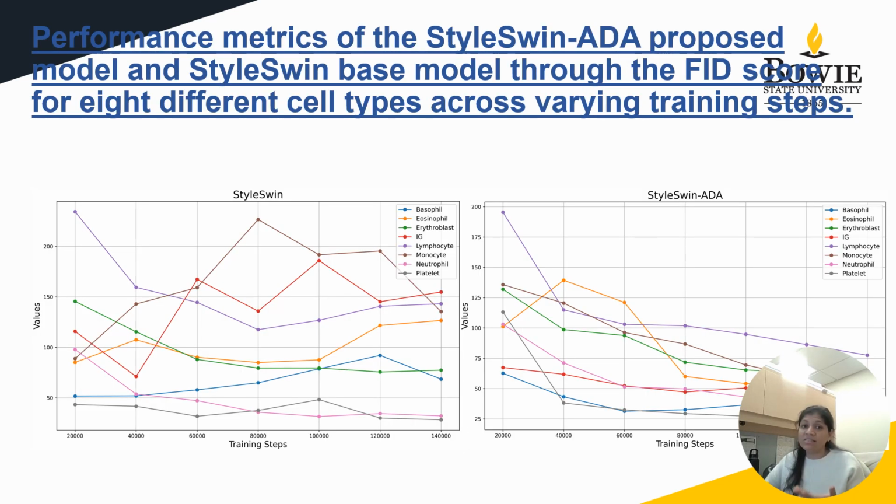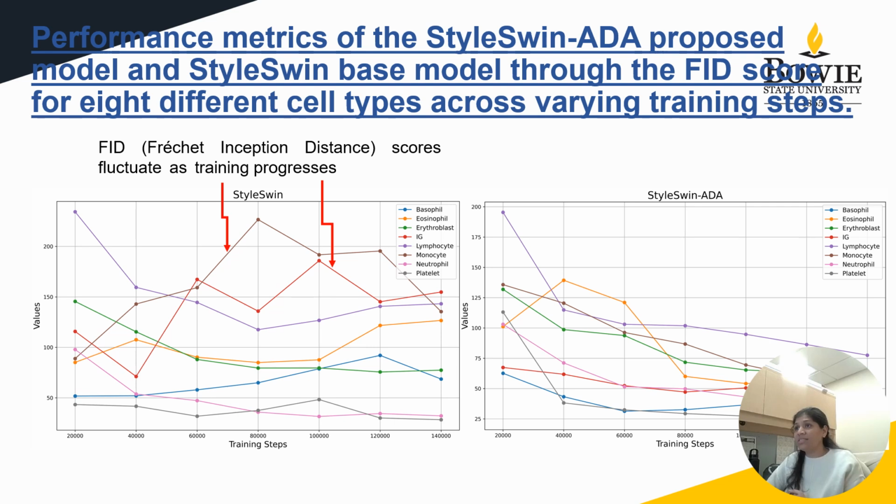The left side is the StyleSwin model training, and the right side is the StyleSwin-ADA proposed model training. Here you can see the FID score, Fréchet Inception Distance, fluctuates as training progresses, which is a sign of overfitting. Whereas in StyleSwin-ADA, the training is more stable compared to StyleSwin, which is a sign of preventing overfitting when we train the model on the same dataset.